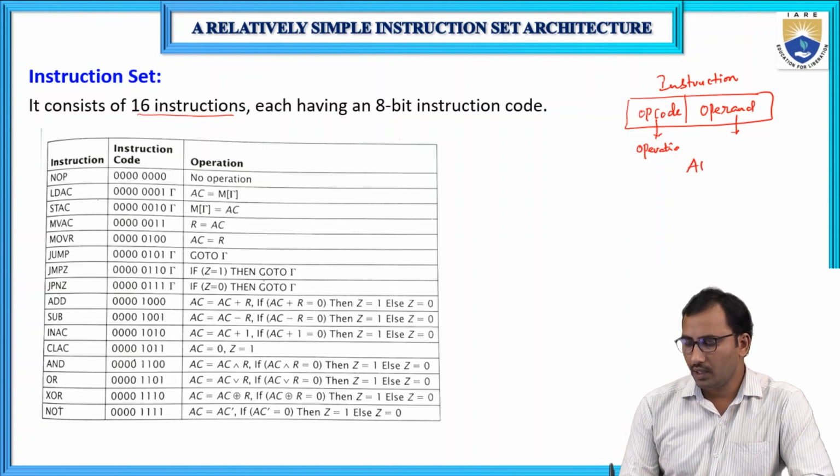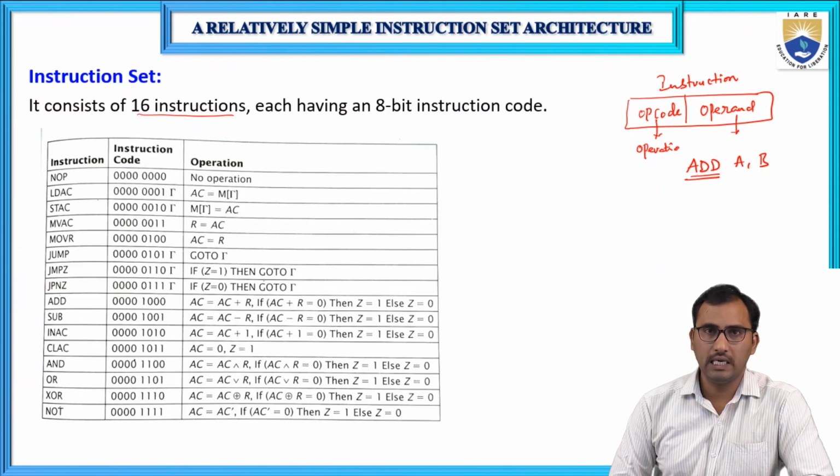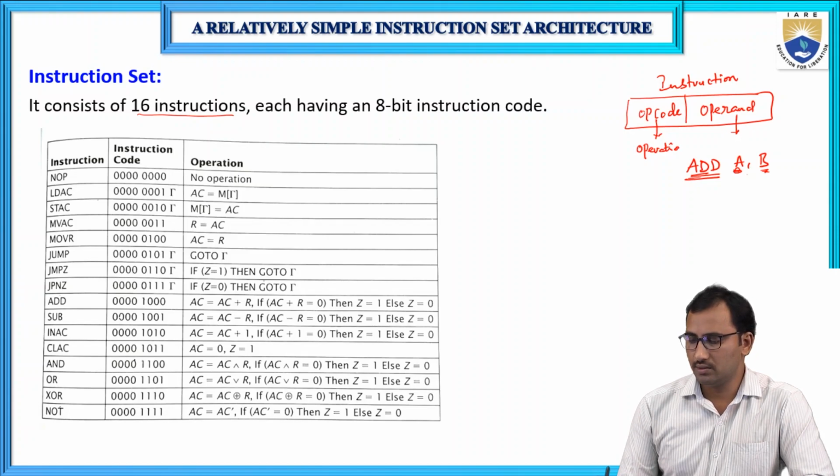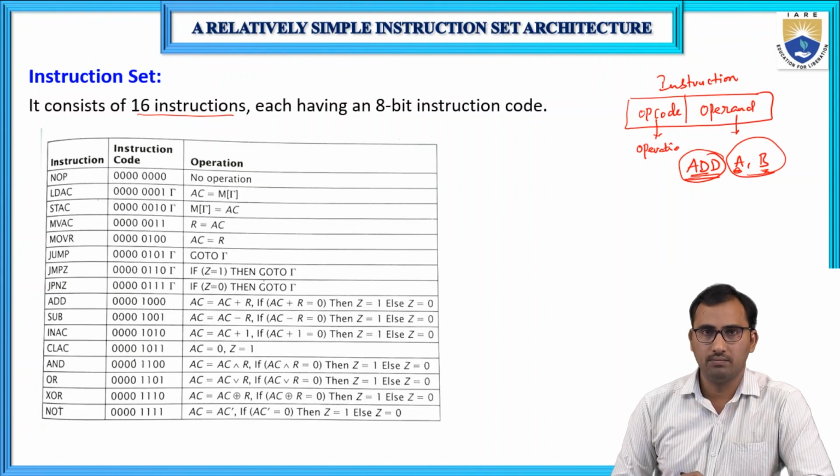Example, ADD A, B. In this, ADD is an opcode. That means the operation we are performing is addition. And this addition we are performing on the data which is stored in the registers A and B. These are called operands, and this is the opcode. So this is an instruction.